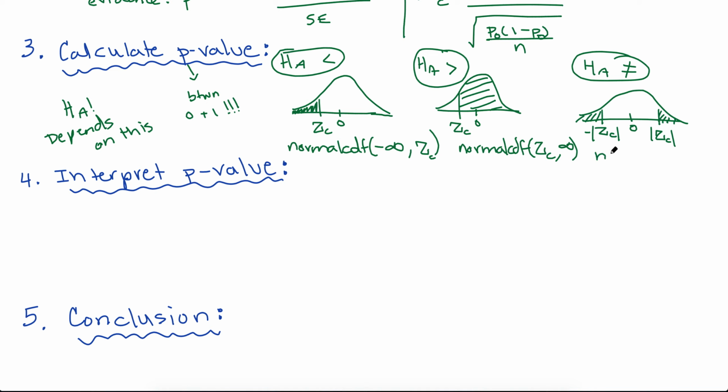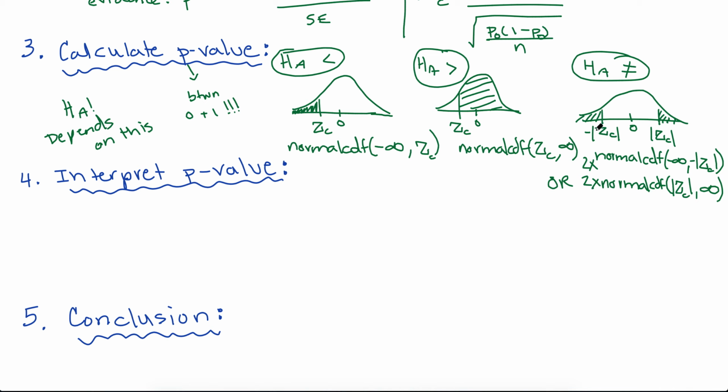So I could do normal CDF and the lower tail, negative infinity to the negative version of my test statistic, and just double that to get both sides. Or I could find the upper tail and double that. So the upper tail is going to be my test statistic here out to positive infinity. So positive version out to positive infinity to find this bit, and then don't forget to double it.